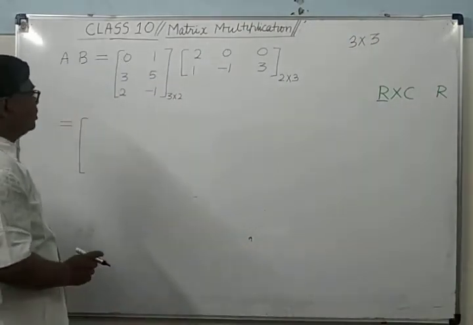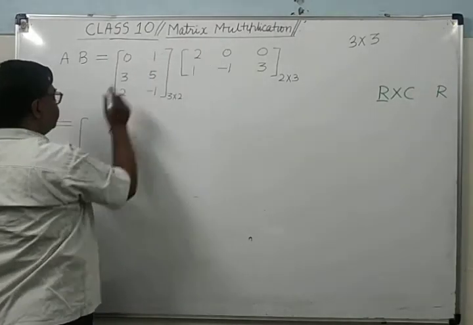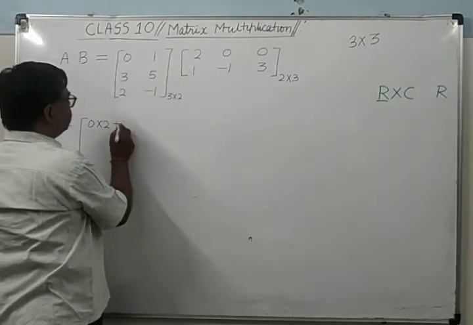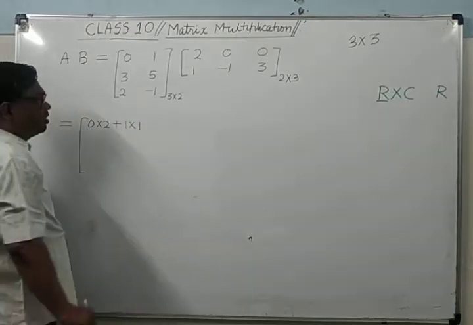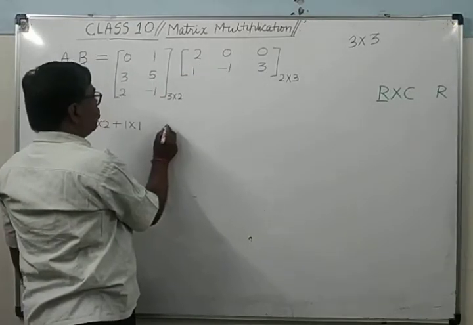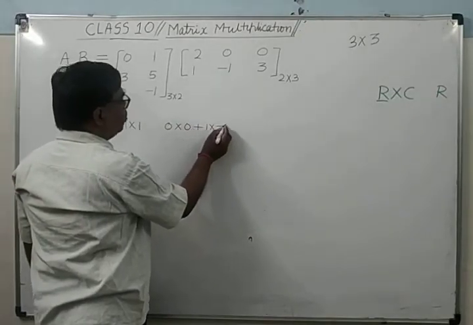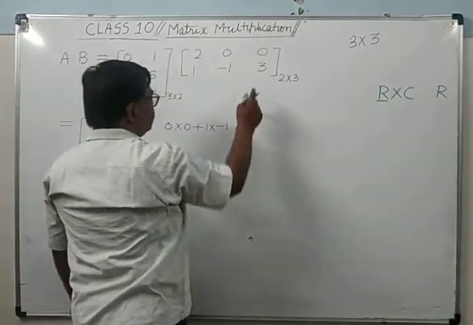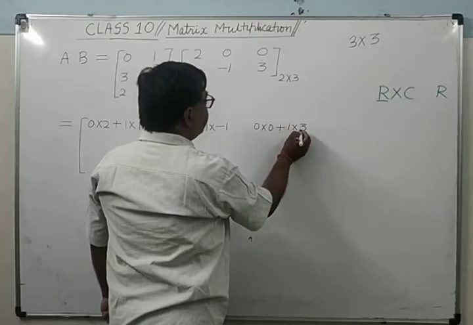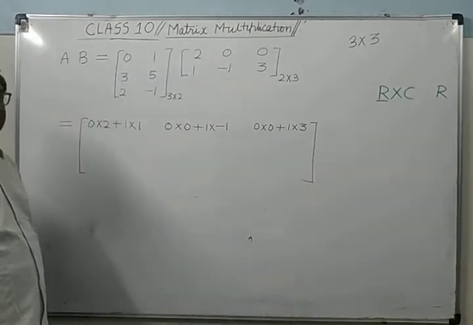You can see here. This is multiplying with this. So first with first, 0 into 2, second with second, plus 1 into 1. When this will multiply with this, it will be written row wise. 0 into 0 plus 1 into minus 1. Then this into that, 0 into 0 plus 1 into 3, and you write at some distance. Is it clear? This is the first row.